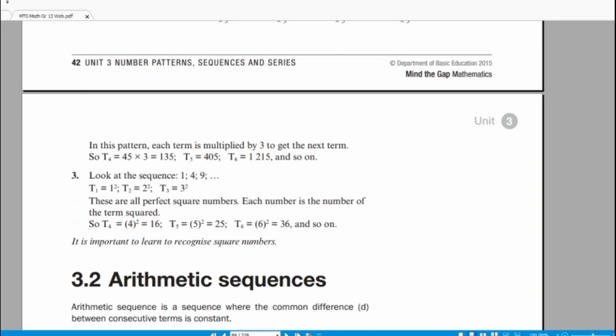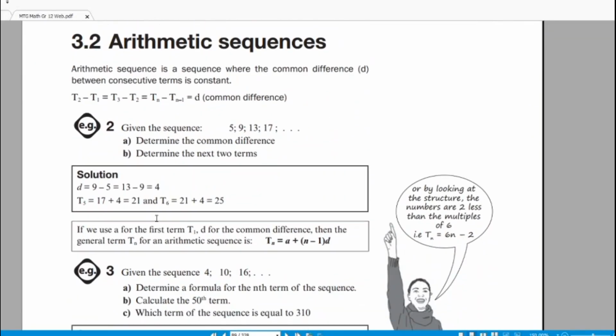Arithmetic sequences. An arithmetic sequence is a sequence where the common difference d between consecutive terms is constant. So with an arithmetic sequence you will see that the difference between consecutive terms is constant.